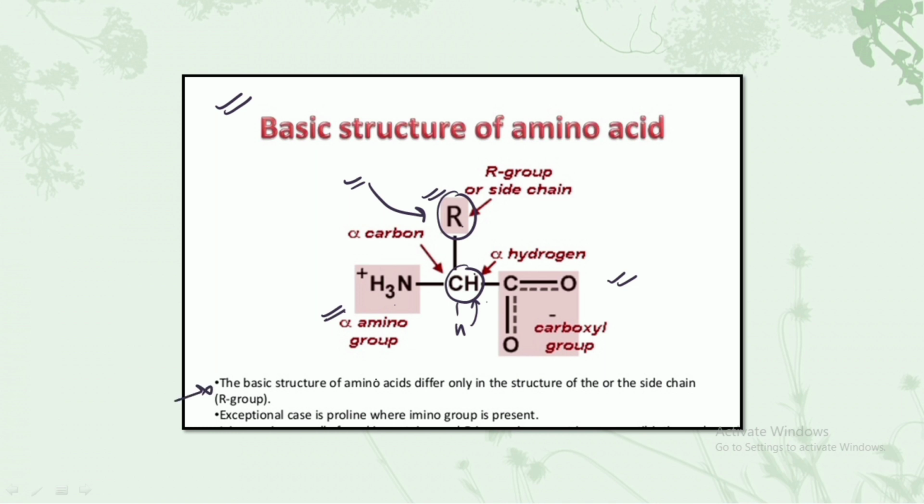The basic structure of amino acids differs only in the structure of the side chain, that is the R group. As I have just discussed, when the structure of an amino acid changes, that means there is a change in the variable group, or a change in the side chain of the amino acid. The exceptional case is proline, where the imino group is present. We'll understand about this in a bit. So this was about the basic structure of amino acid.